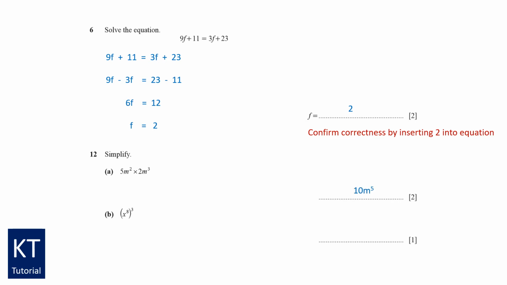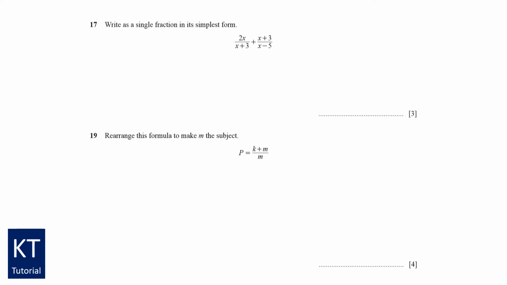Here, the numbers would multiply to 10, and the orders of m would add to 5. Next, simplify the expression on 12b. In such a situation, the orders would multiply, taking x to the order of 24. Question 17. Write as a single fraction in its simplest form, the stated expression.